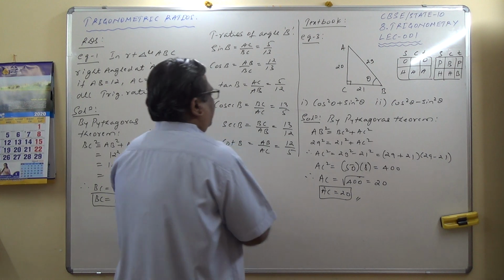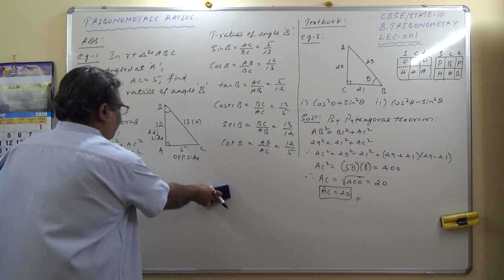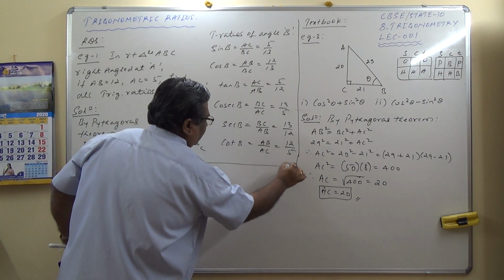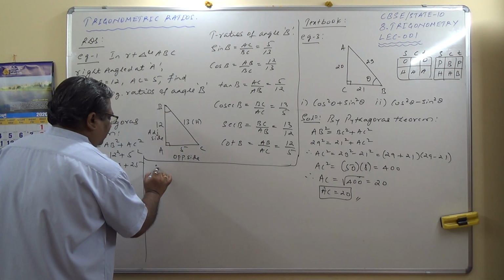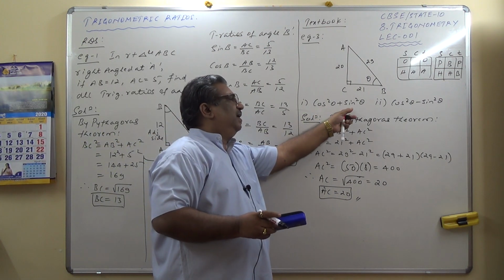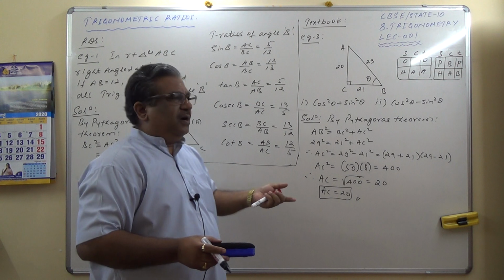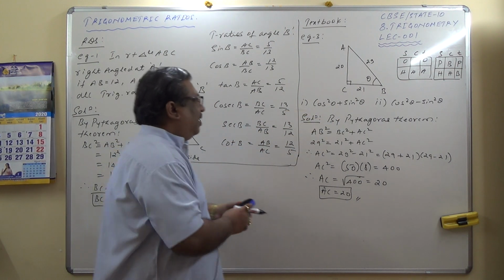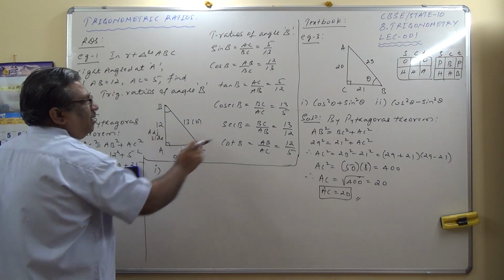So first one, let me clear this board, or I'll write here. That's okay. I hope you are able to understand now. First one, in order to solve this one, you can find individually and substitute it, or directly you can substitute the values and write it. So I am taking directly over here.